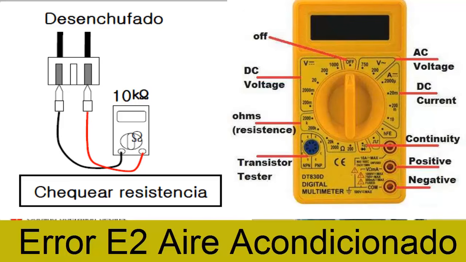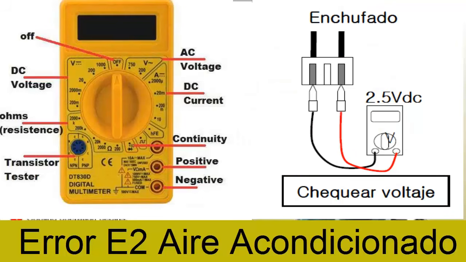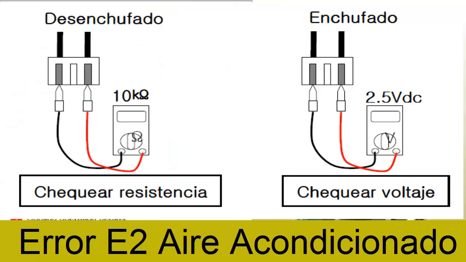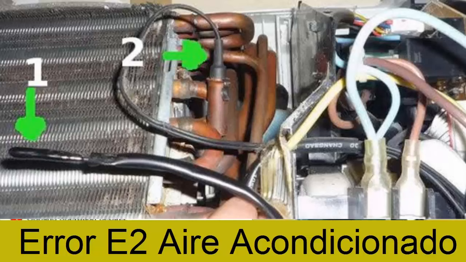2. With the multimeter, but now in the direct current voltage scale, while the sensor is connected, check the voltage supply. The indicated value should be close to 2.5 volts. 3. Check for loose or damaged connections of the temperature sensor. If the connection is loose or damaged, it can cause a communication problem between the sensor and the electronic board.